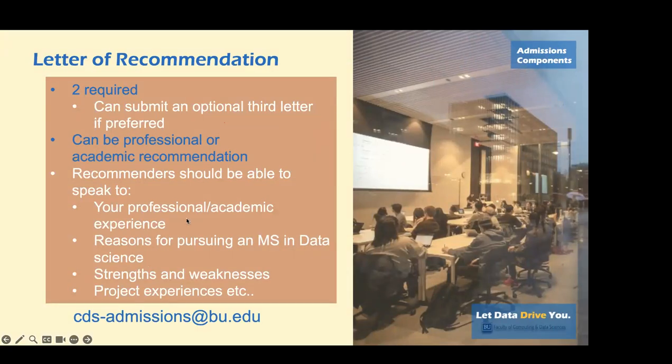Next, letters of recommendation. They can be professional or academic. We don't have a preference. If you worked a couple of years, you don't know any professor anymore, and you want to ask your supervisor to submit your letter, totally fine. But if you just freshly graduated from undergrad, your letter will likely be an academic one. So we don't have a preference. Just make sure they will speak to your strengths and weaknesses, speak to your project experience, or anything, and that they have worked with you, and why you're pursuing an MS in data science.